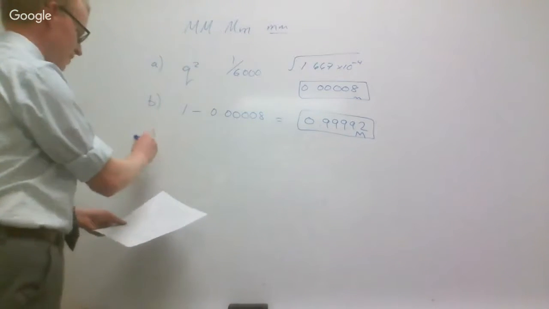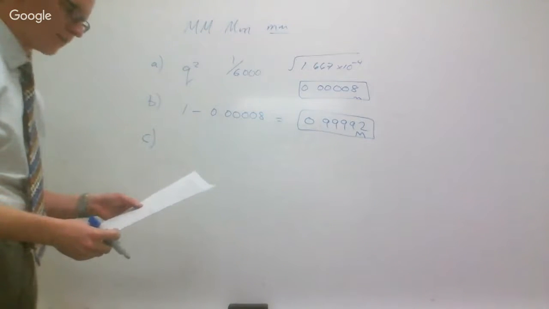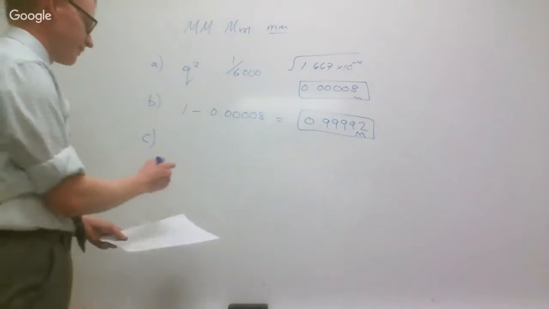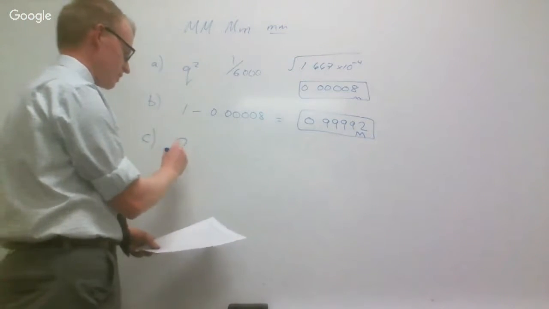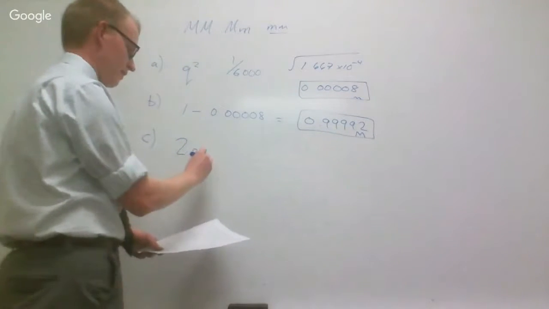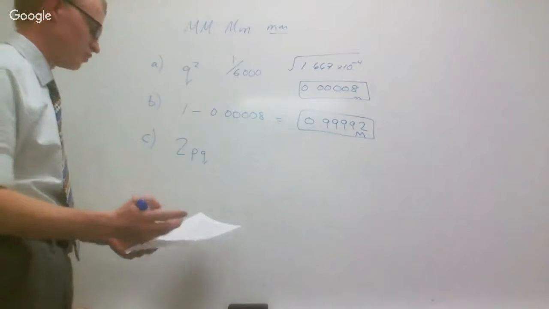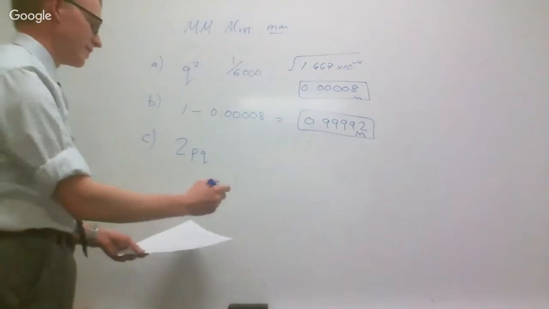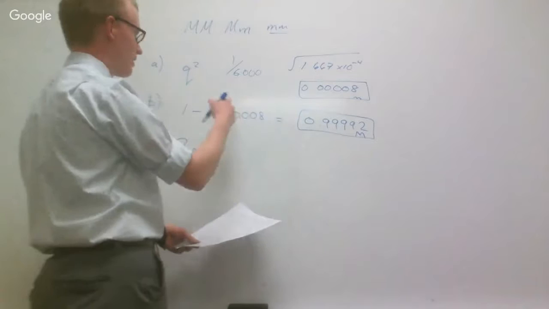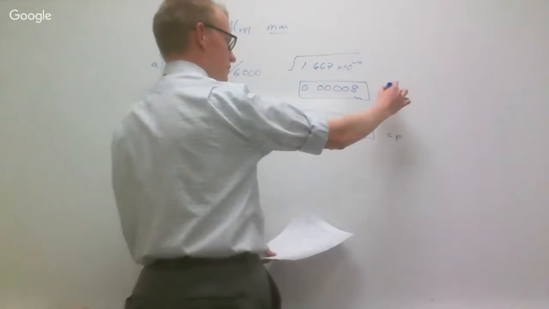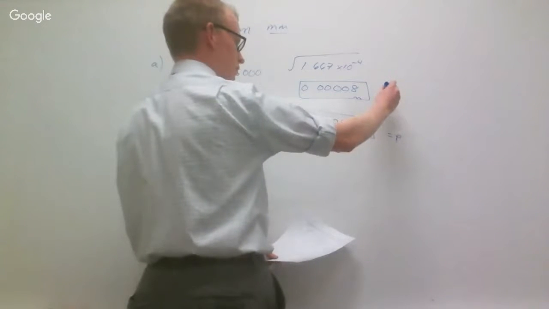So for part C, we're asked, what is the frequency of heterozygous individuals in the population? Well, the Hardy-Weinberg equation dictates that heterozygous individuals are going to be 2pq. So let's just do that. Plug in our p in this case, that's what that guy is, and this is our q.